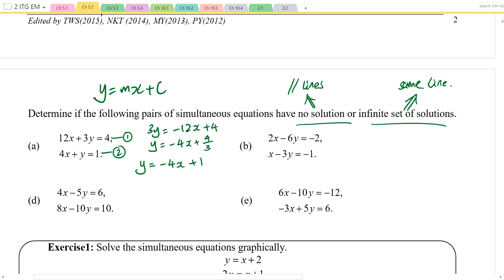So now we compare both gradients. Hey, they are the same, which tells us that they are parallel. Then, since these two equations are different, how do we know they are different? Because the y-intercepts are different. Therefore, these two graphs do not coincide. They are parallel. So for part A, the answer is no solution, because 1 and 2 are parallel.